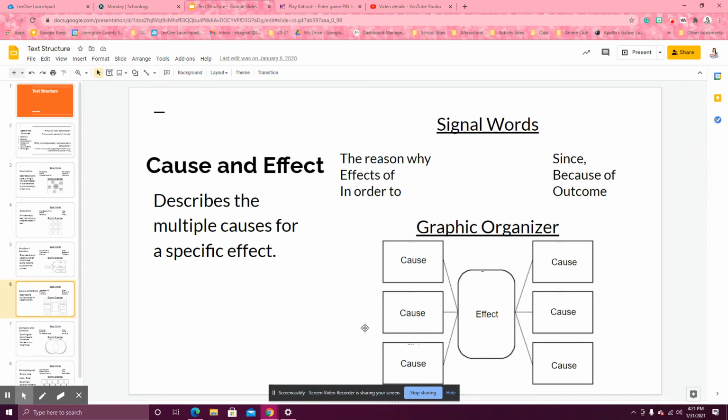So for example, let's say that you have someone that has heart problems. Maybe one cause could be smoking. It could be a poor diet. It could be lack of exercise. So all of these causes lead to the effect of heart problems.